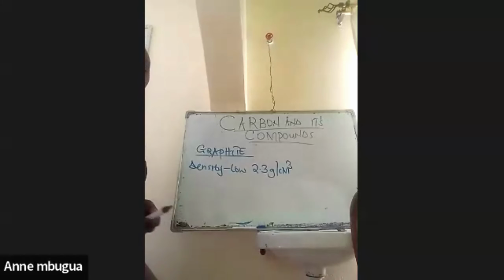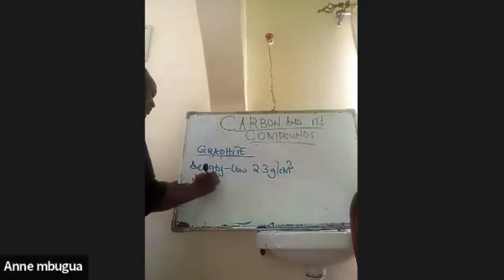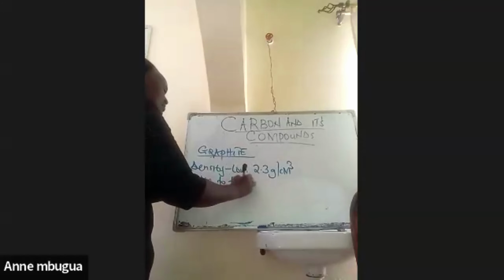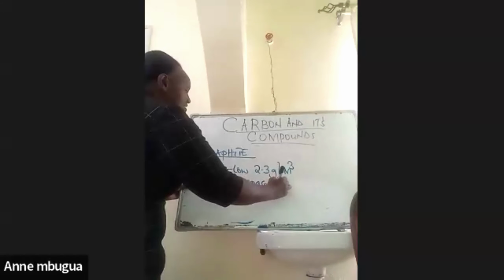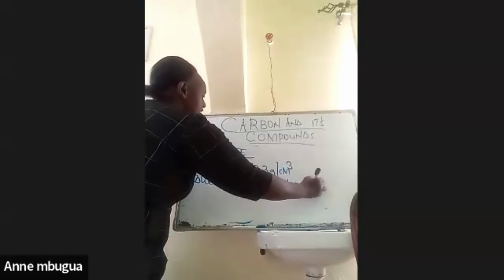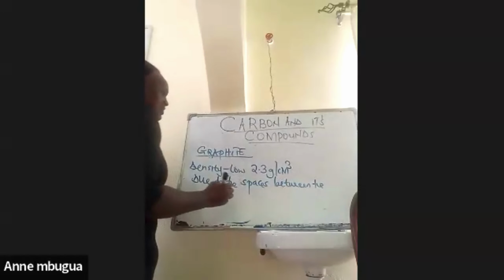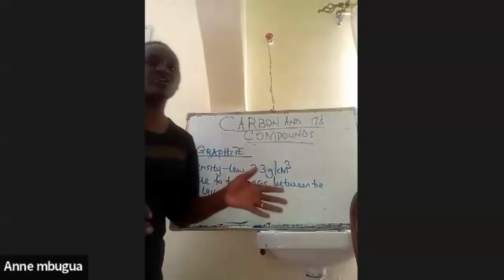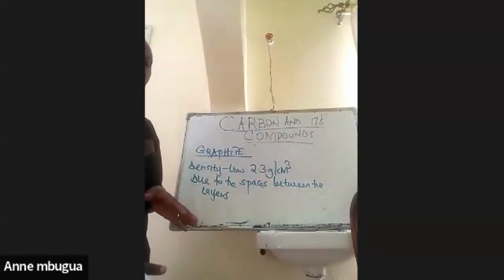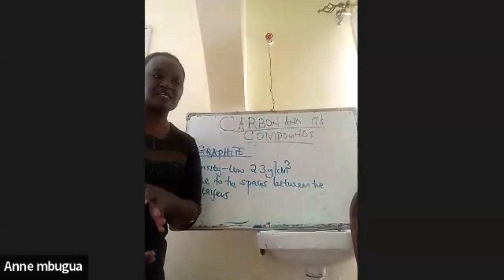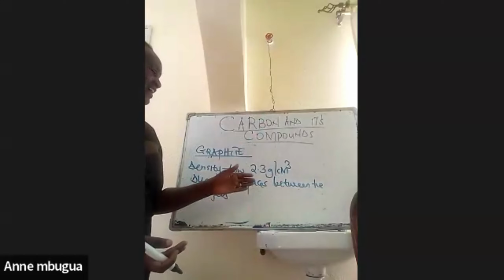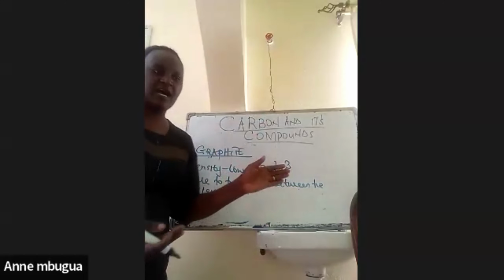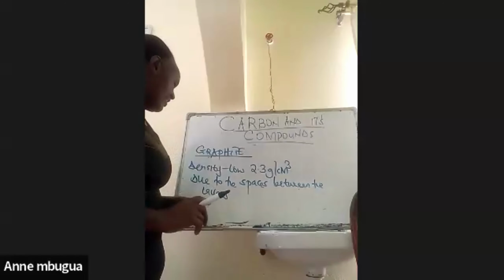And this low density is due to the spaces between the layers. I've just drawn the hexagonal layers, and in between one layer and the other one, there were spaces. And these spaces account for the low density of the graphite.